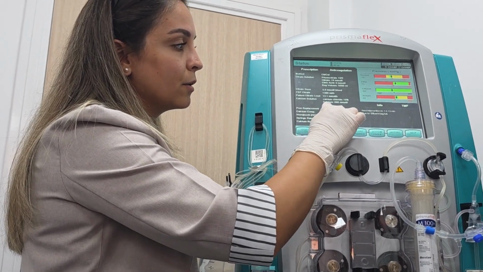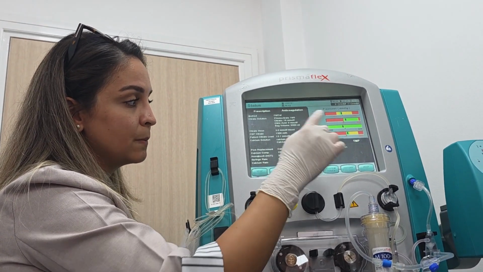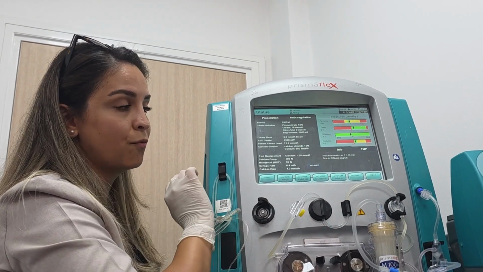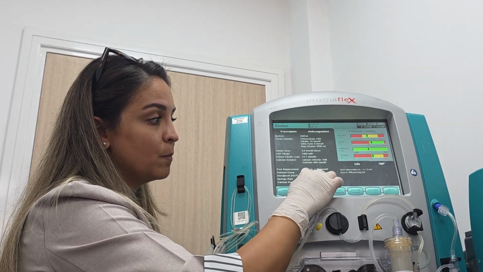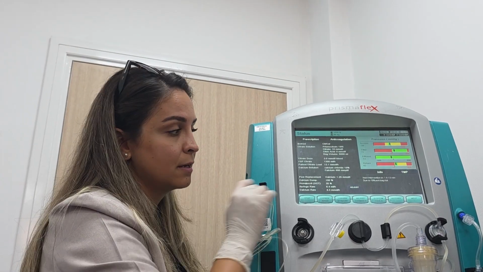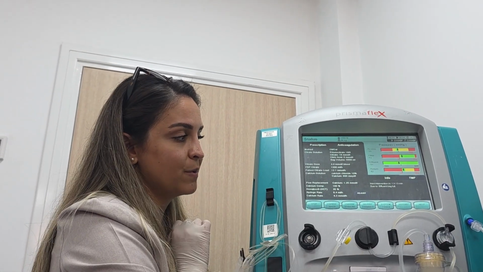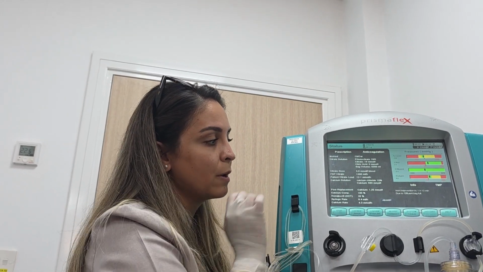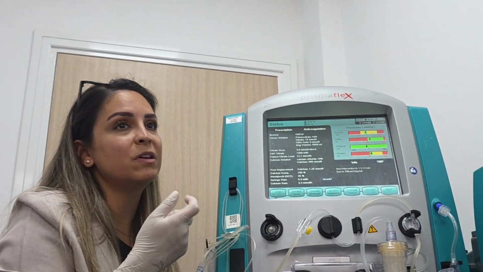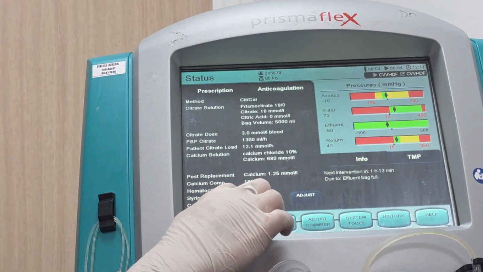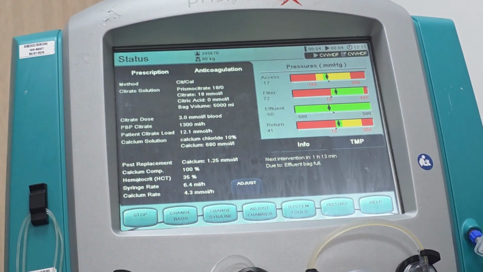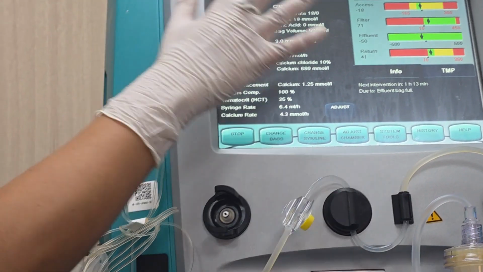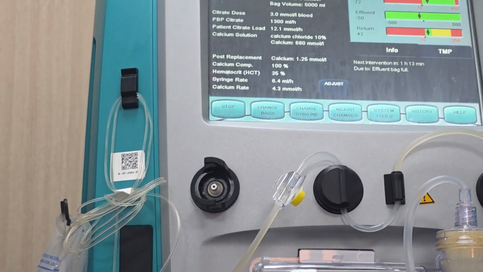Now, here, the post replacement, there is calcium 1.25, calcium compensation 100%, hematocrit 35%. How much the flow rate for the syringe? 6.4 ml per hour. And here how much the dose of calcium am I giving? 4.3 millimole per hour. So these are all by the machine itself.